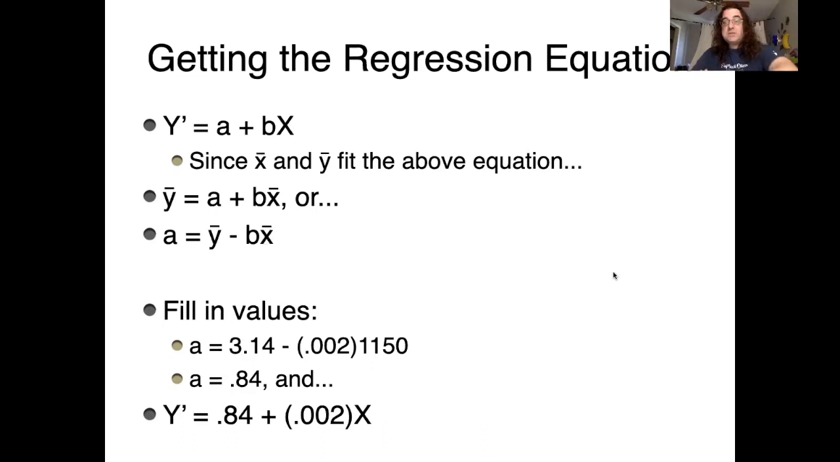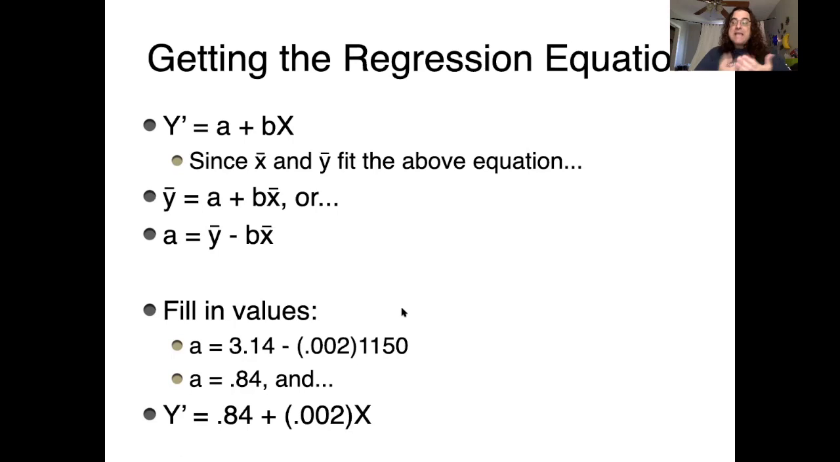So if we just fill in the values that we had from our correlation coefficient, this known stuff that we've already worked with, we get 3.14, the average y value, the average number of finals, minus 0.002 finals for every milligram of caffeine times the milligrams of caffeine in an average person. That means a equals 0.84. So the entire regression equation is now known.